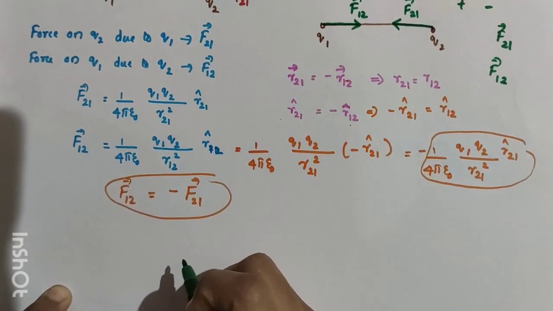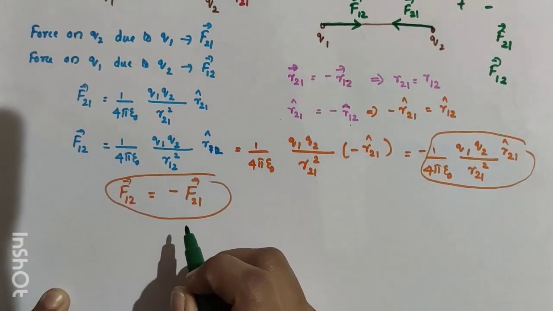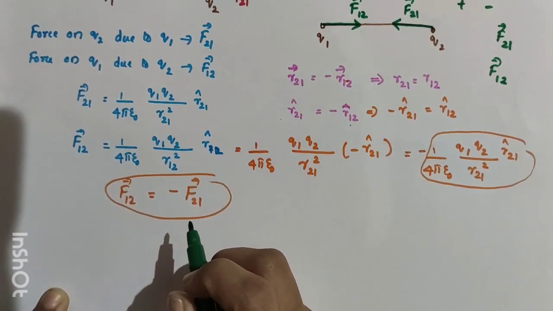So you see, in this video we have discussed the statement of Coulomb's law, its mathematical expression and Coulomb's law in vector form. I hope it is clear to you. Thank you.